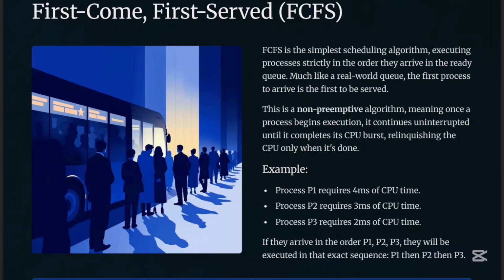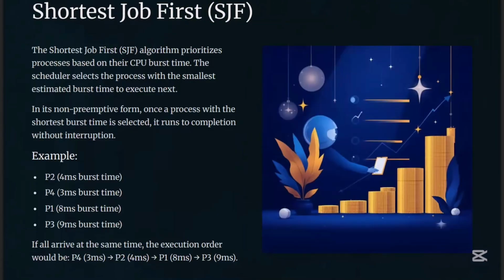Shortest job first, SJF. Shortest job first selects the process with the shortest burst time. There are two versions: non-preemptive SJF and preemptive SJF, also called shortest remaining time first. Advantages: produces the minimum average waiting time, efficient for batch systems. Disadvantages: difficult to predict burst time, and long processes may suffer from starvation. SJF is optimal in theory, but hard to implement practically.